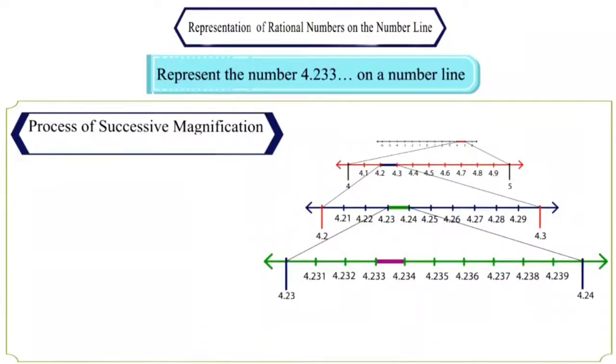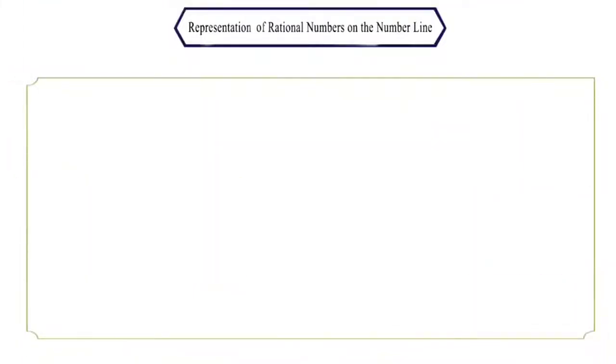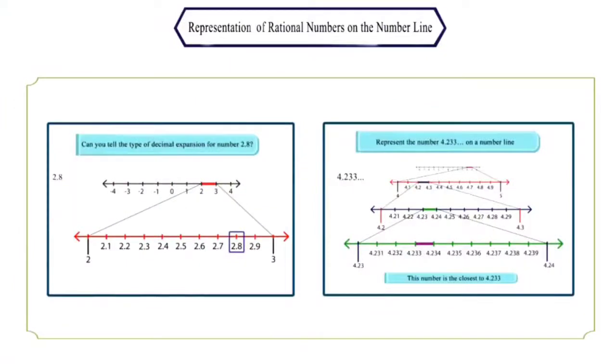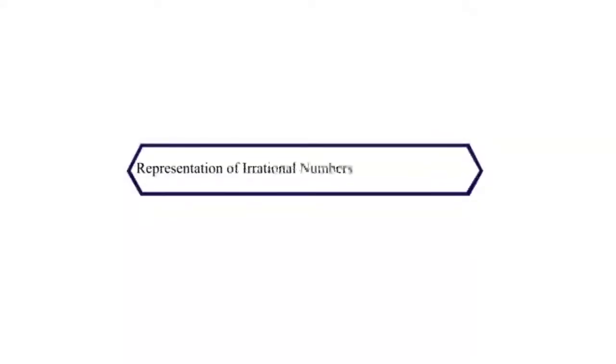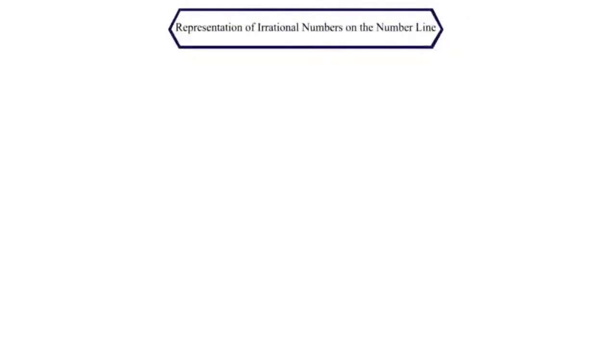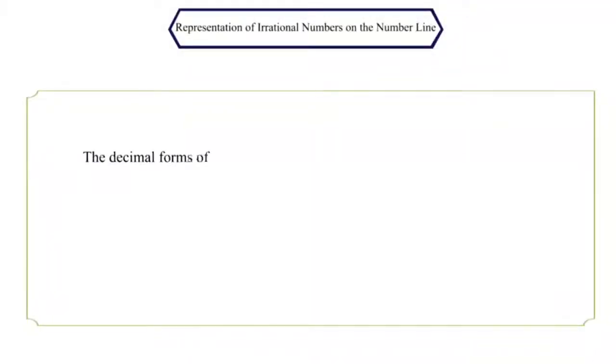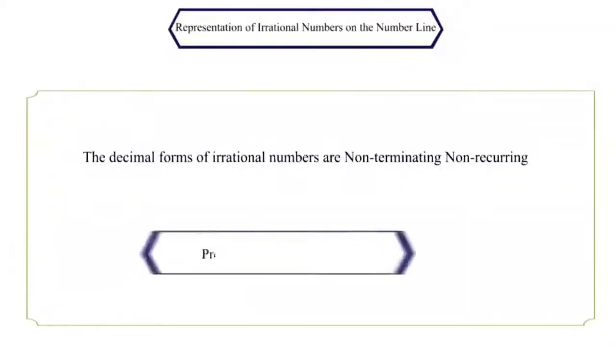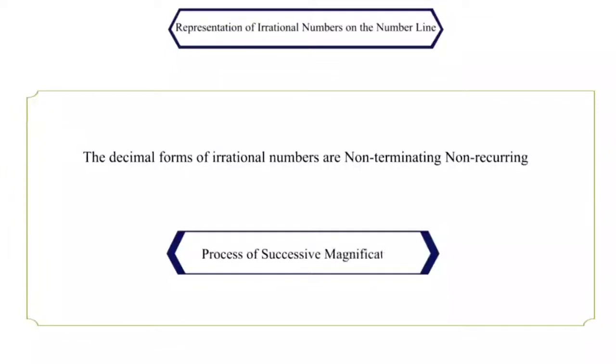So this process is called successive magnification. Friends, so far we saw how to represent rational numbers on the number line. But can irrational numbers also be represented on the number line? We know that the decimal forms of irrational numbers are non-terminating and non-recurring. So, will we use the same process of successive magnification to represent them on the number line? Yes.